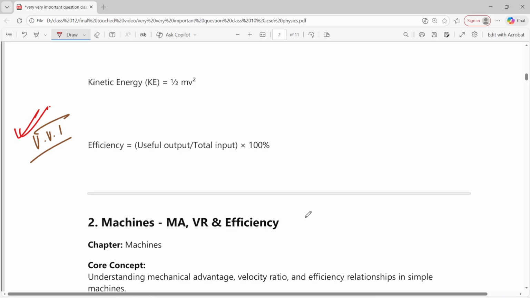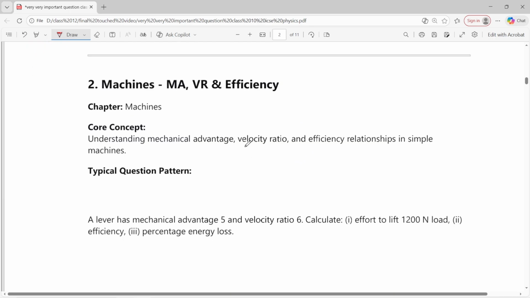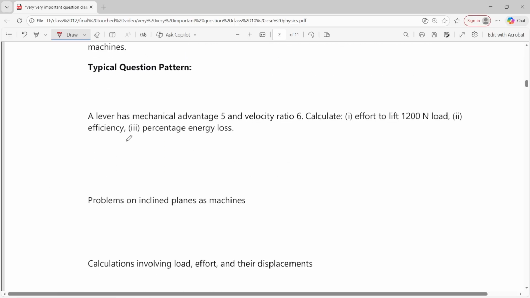Next, machines: mechanical advantage, velocity ratio and efficiency. These three parts of the machine are very important. The core concept is understanding the relationship between mechanical advantage, velocity ratio and efficiency in a simple machine. Let's take a simple numerical. Given mechanical advantage 5, velocity ratio 6, and the load is 1200 newton. Find the effort, second the efficiency, third the percentage loss of energy.